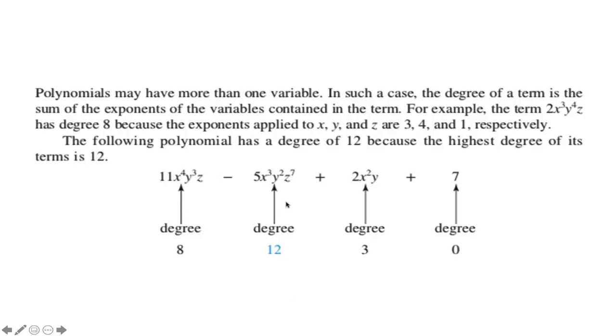And then sometimes you have polynomials that have multiple variables, and in that case we have to add the exponents to get the degree. For example, the degree here is 4 plus 3 plus 1, which is 8. The degree here is 3 plus 2 plus 7, which is 12. The degree here is 2 plus 1, which is 3. The degree here is 0. And so this is the highest degree here, and the degree of this entire polynomial is 12, which is the highest degree.